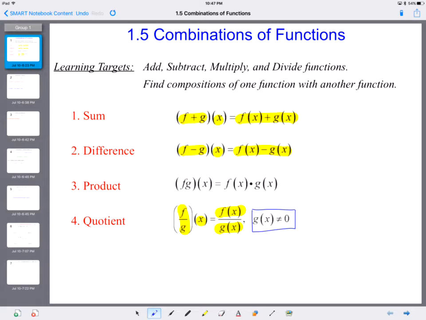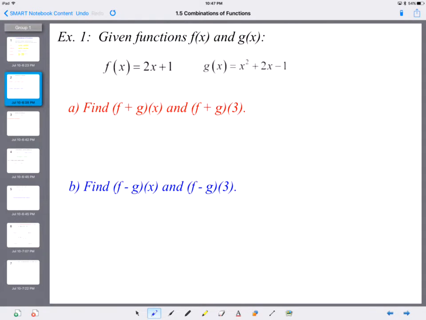Okay, so probably pause it, go ahead and write those down, and we're going to move on to look at some of these different operations. First one, given functions f of x and g of x. I've given you two functions. We're going to go through the basics of addition, subtraction, multiplication, and division, just so you can see all four of them. The first one, I want you to find f plus g of x, and then I want you to find f plus g of 3.